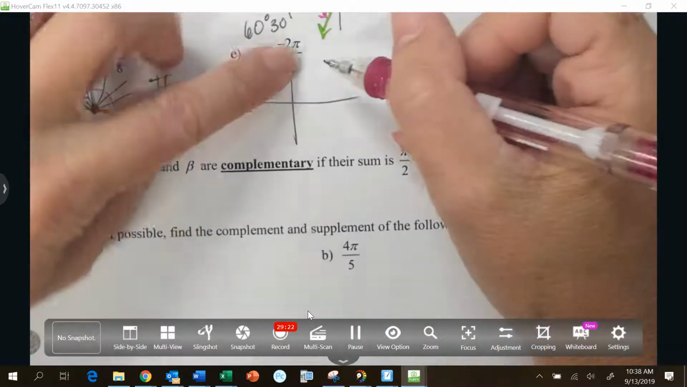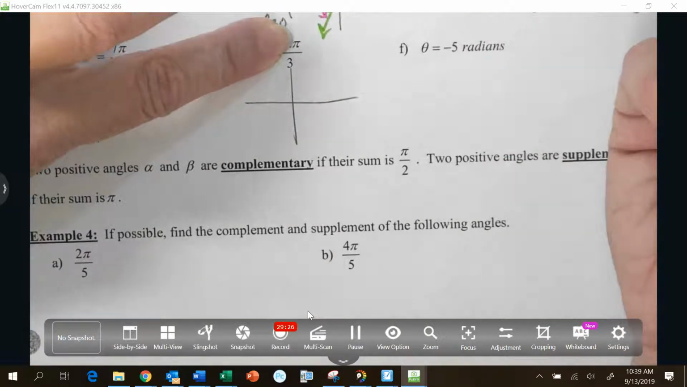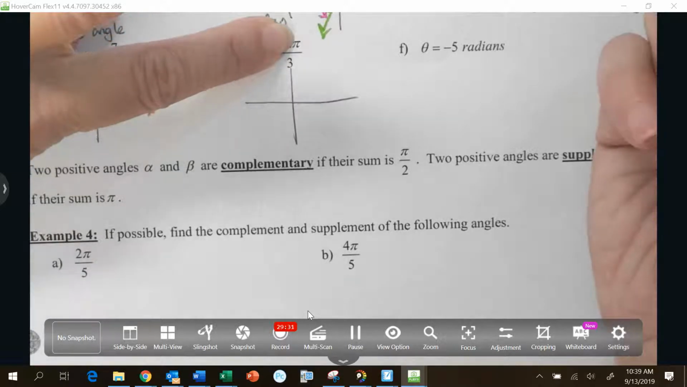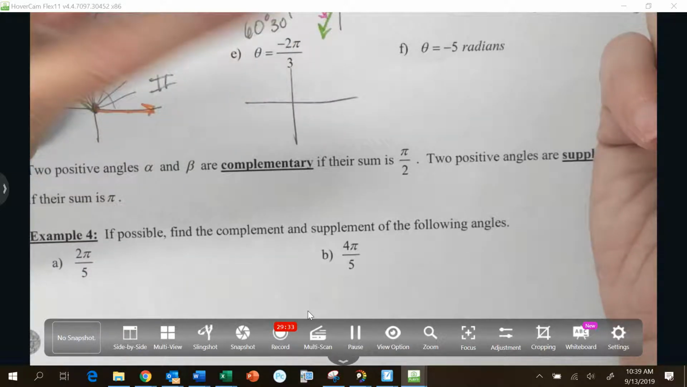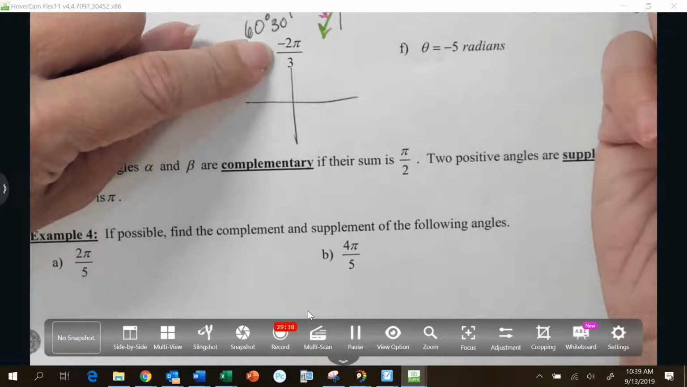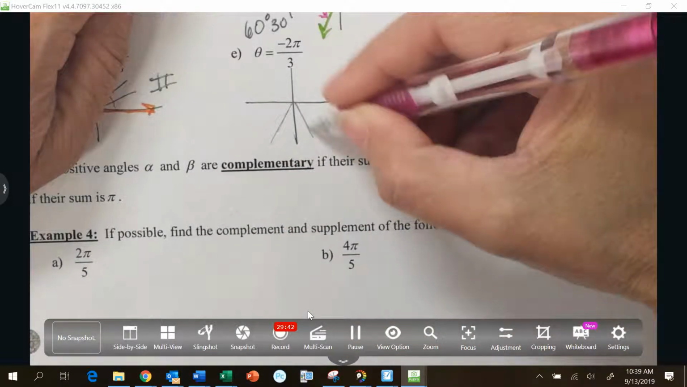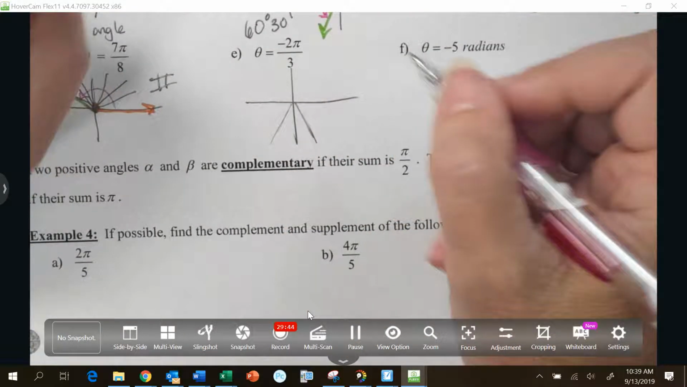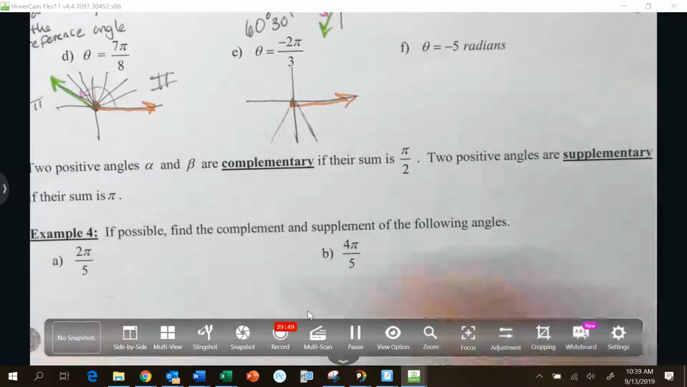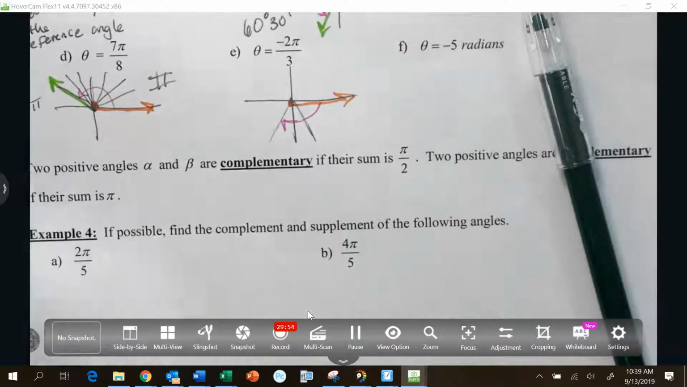If I have just pi over 3, what am I dividing it into? Dylan, what am I dividing it into? Thirds? This one's negative, so which half am I dividing into thirds? The bottom. It's about 60 degrees into thirds. And then how many thirds am I going to use? 2 of them. And that'll be the third quadrant.